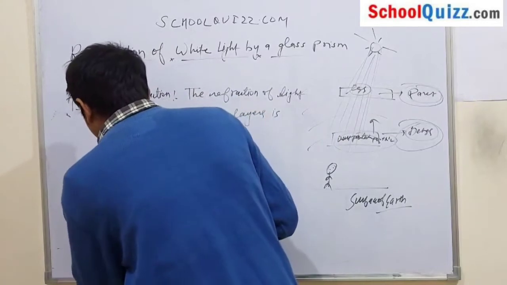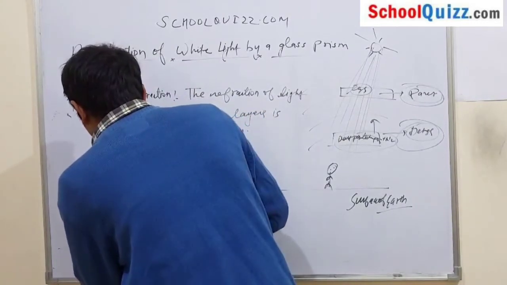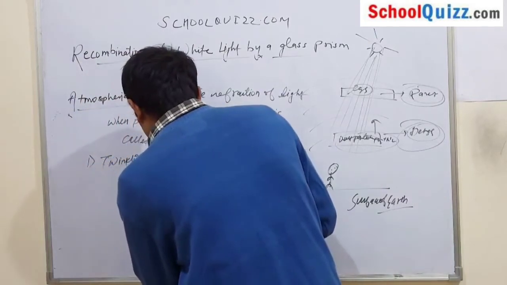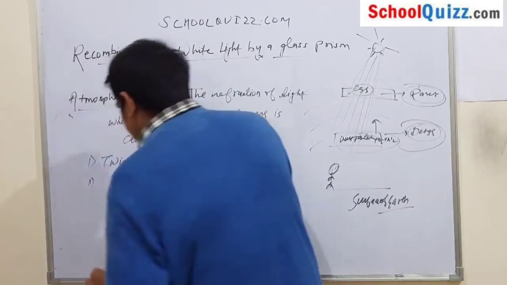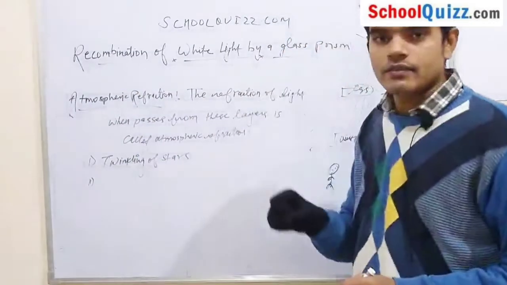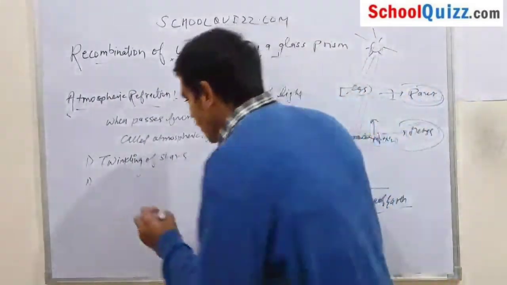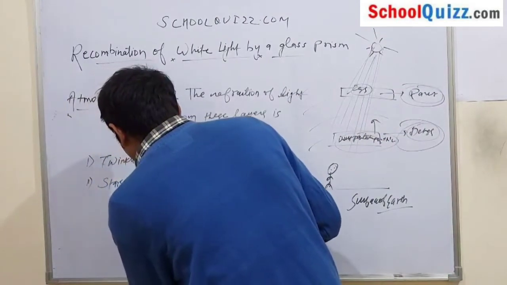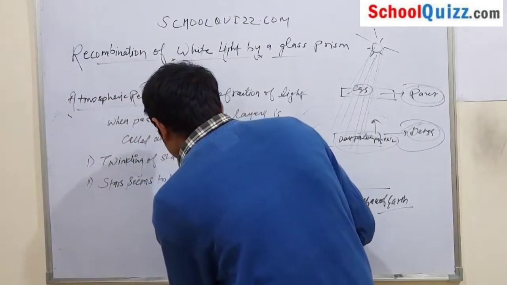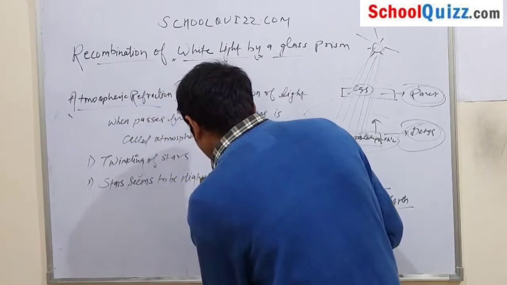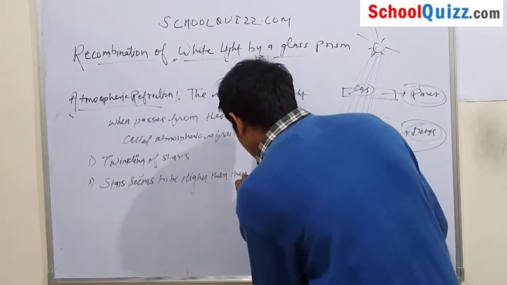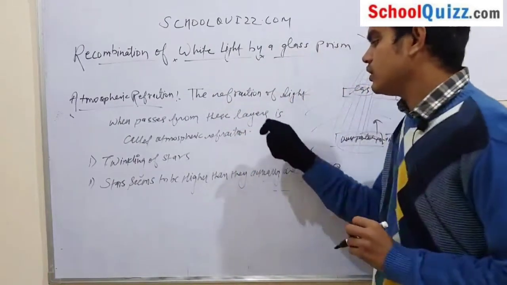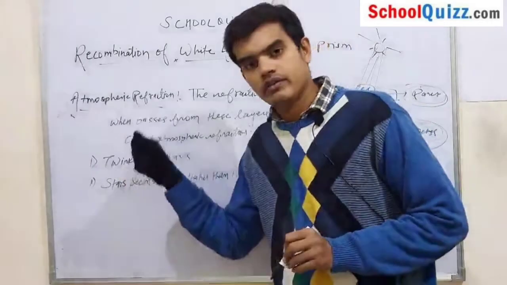What is the first phenomenon? Twinkling of stars. What is the second phenomenon? Stars seem to be higher than they actually are. So these are the phenomena of atmospheric refraction.